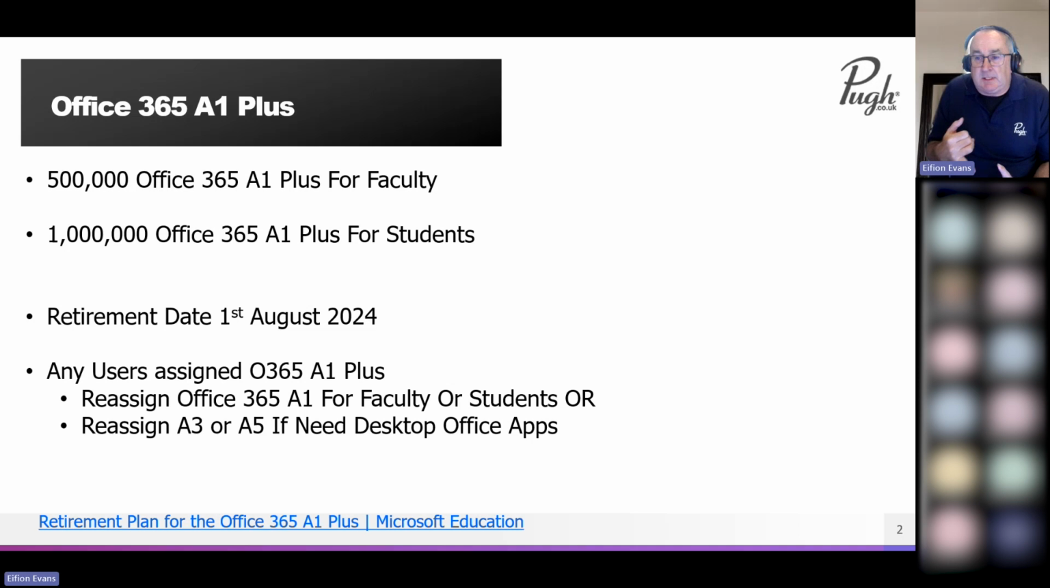So if you haven't got A3 or A5 licenses, just get in touch with your account manager. They can prorate them into your agreements at any time. Okay, so that's A1 Plus being retired in August next year. So you've got a bit of time to have a look at it, but just be aware, August next year, some of your users might have had issues with not getting access to stuff if you haven't reassigned the licenses.